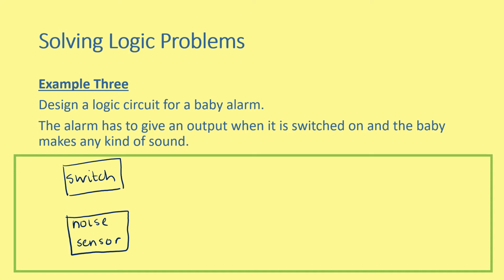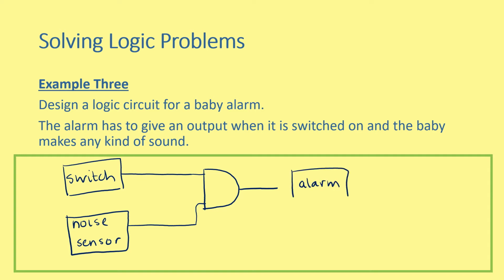So we have to have it switched on, we have to be detecting noise, so we don't need any NOT gates in here, but we do need an AND gate. Both of these things have to add together there, an AND gate. And then our alarm has to turn on, so we can just say alarm on the right hand side. So that's our final diagram there. We've got a switch and a noise sensor, both detecting an input, and our alarm is our output.